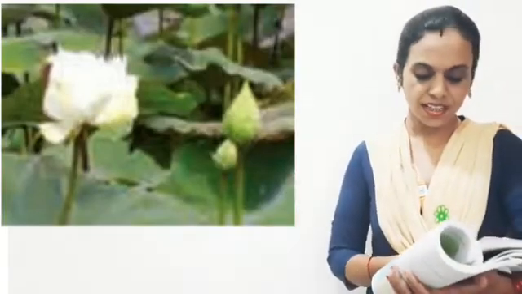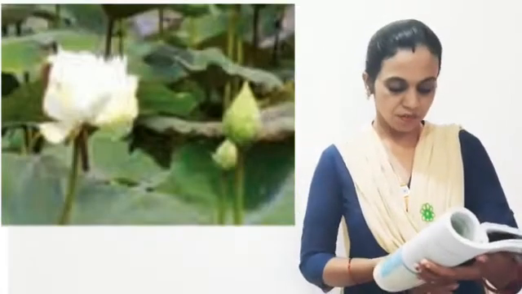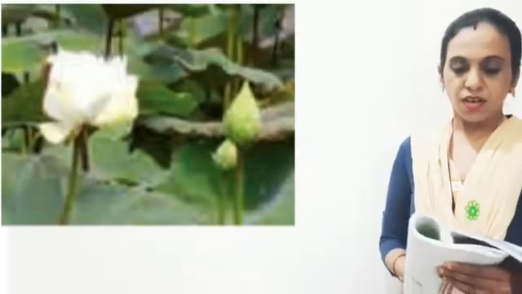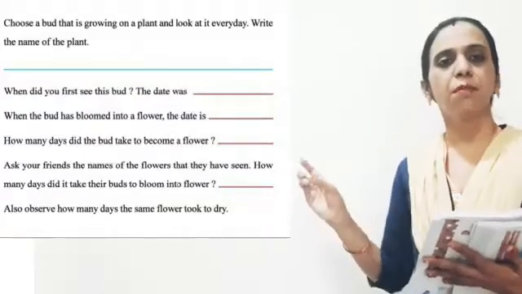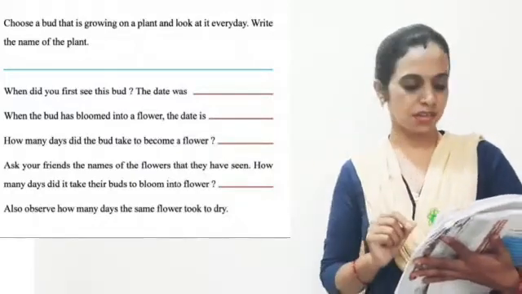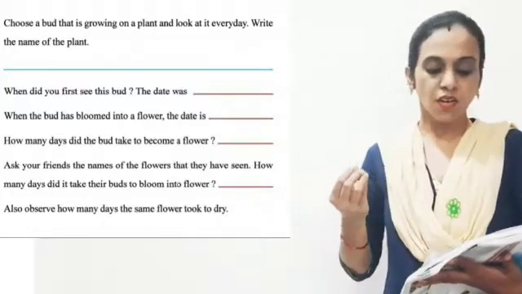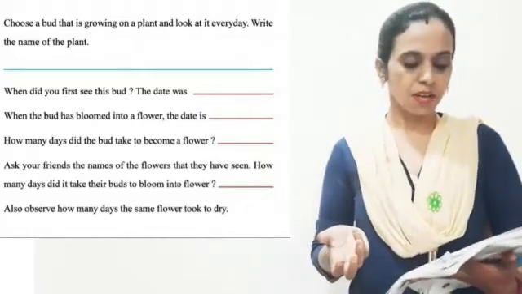Can you tell how many days a bud will take to bloom into a flower? It will take approximately 4 to 5 days to bloom into a flower. A bud takes 4 to 5 days to bloom into a flower. Now, on page number 83, here we have to collect a bud of a flower and write its name. We have to write the name of the bud, from which plant we have collected it. Then we have to write the date on which we first saw this bud.